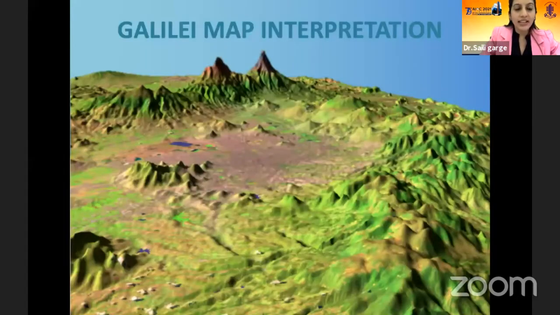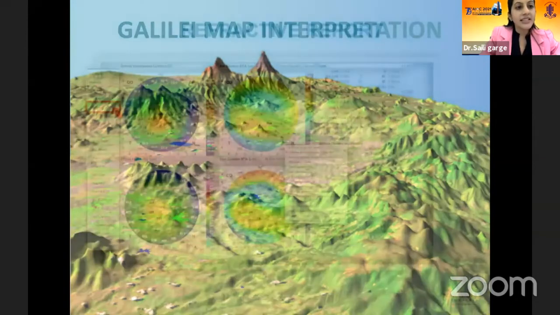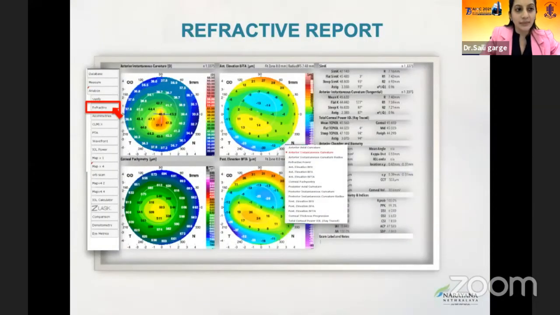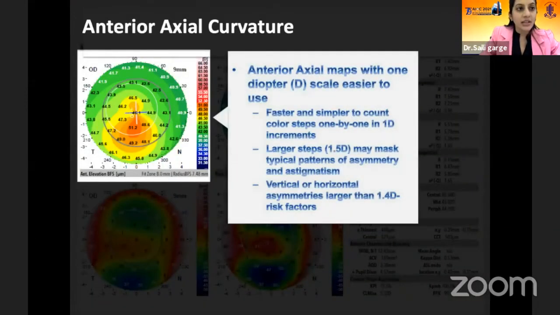How do we interpret the Galilei maps? The basic refractive report has 4 standard maps: the anterior axial curvature, the pachymetry map, the anterior elevation, and the posterior elevation. The anterior axial map with 1 diopter scale is easier to use, faster and simpler to count the color steps one by one in 1 diopter increments. Larger steps of 1.5 diopters may mask typical patterns of asymmetry and astigmatism. Vertical or horizontal asymmetries larger than 1.4 diopters are the risk factors.